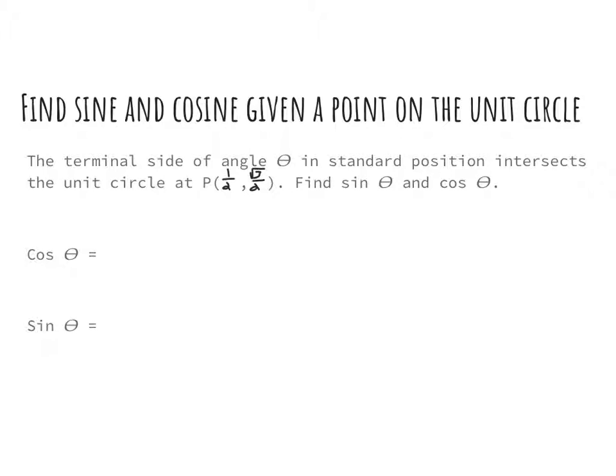So the questions will look something like this. The terminal side of angle theta in standard position intersects the unit circle at the point 1/2, square root of 3/2. Find the sine and cosine of theta. For cosine, that's always the x-coordinate, so the cosine is going to be 1/2. The sine is always the y-coordinate, so it will be square root of 3/2. That's all you have to do. X-coordinate is cosine, y-coordinate is sine.